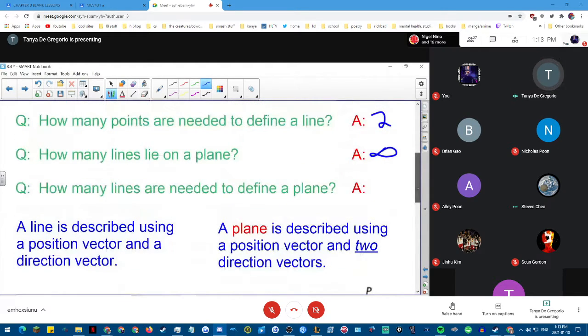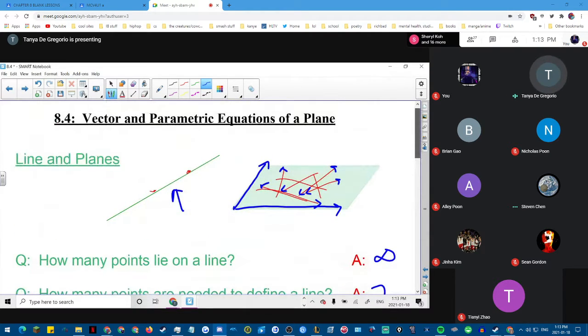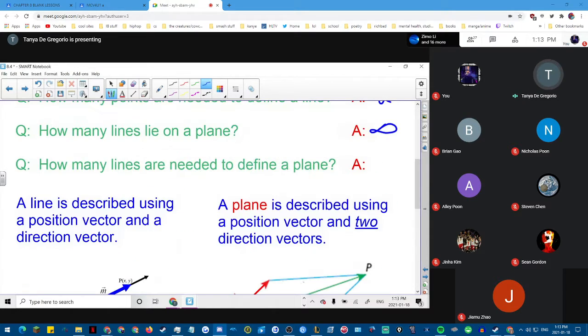And how many lines are needed to define a plane? What do you guys think? How many lines do you think are needed to define a plane? 2. The answer is 2. 2 lines. Because do you see how these two vectors here are defining this plane? Okay, so 2 lines to define the plane.